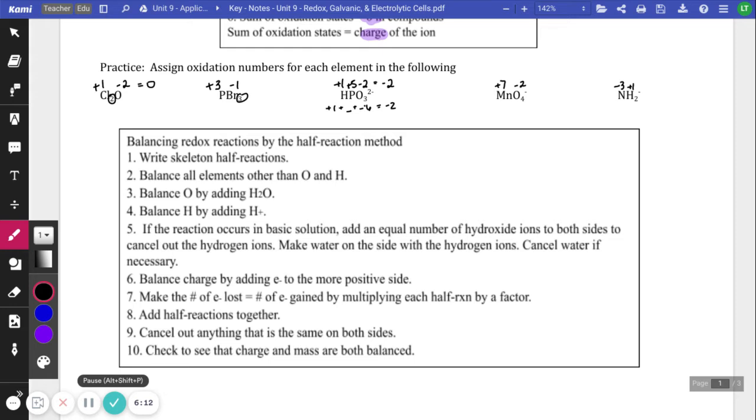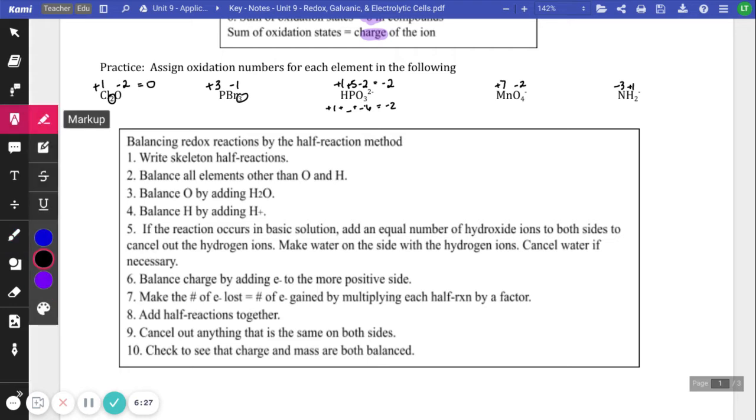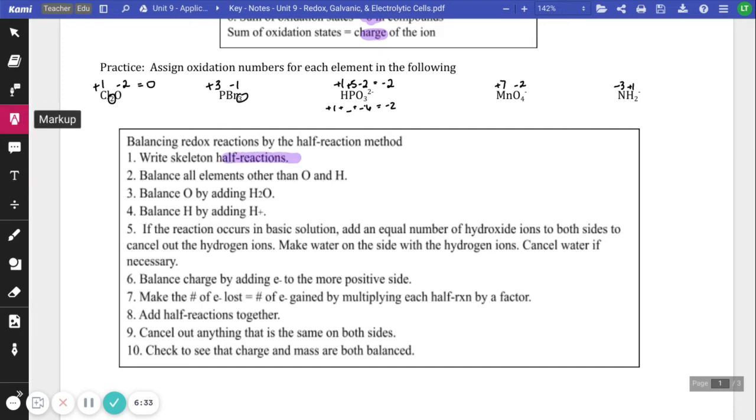Okay. So now we're going to talk about balancing redox reactions by the half reaction method. And I will say most of the redox reactions we're going to do in this unit are pretty easy, basic redox reactions. So first thing you're going to do is you're going to write the half reactions.